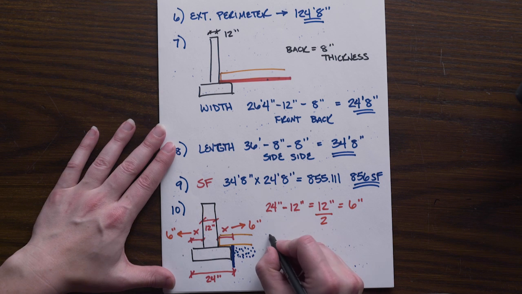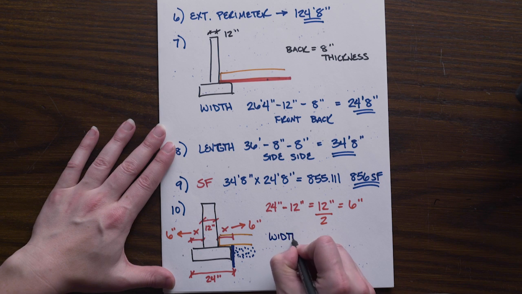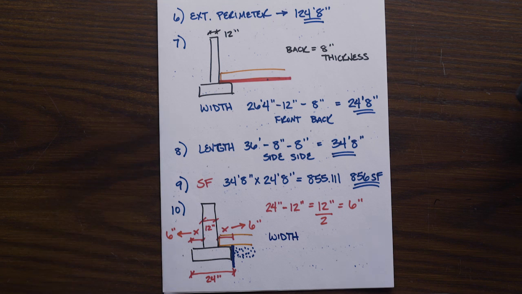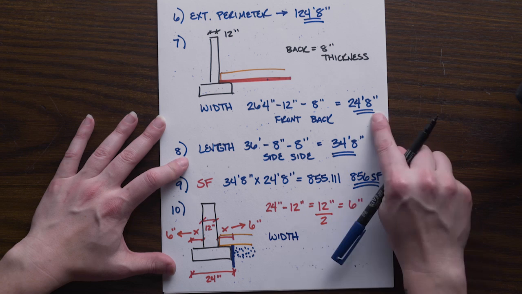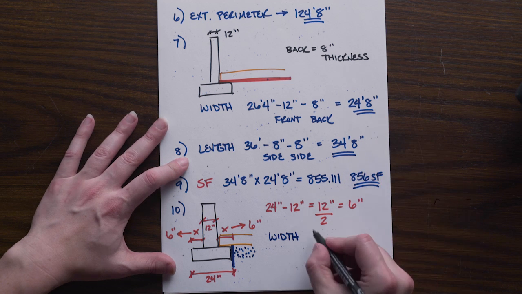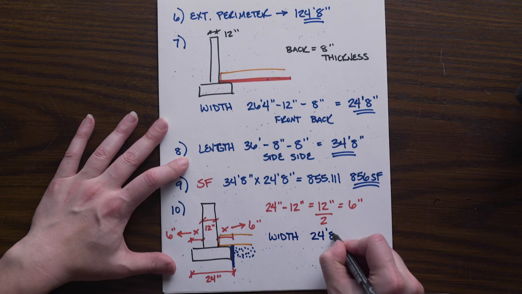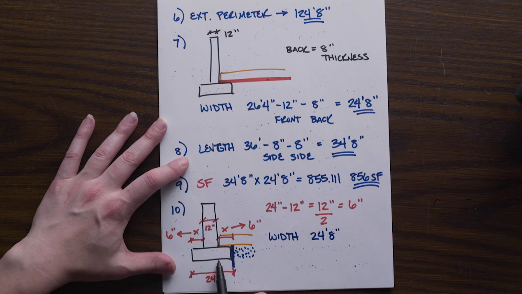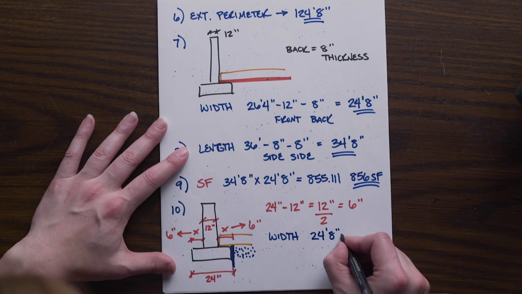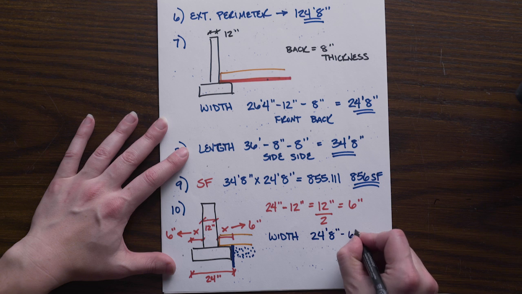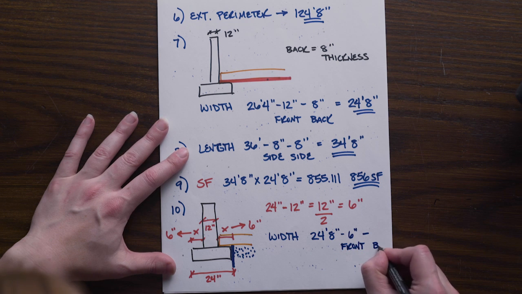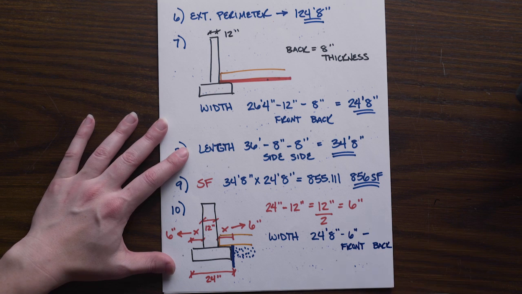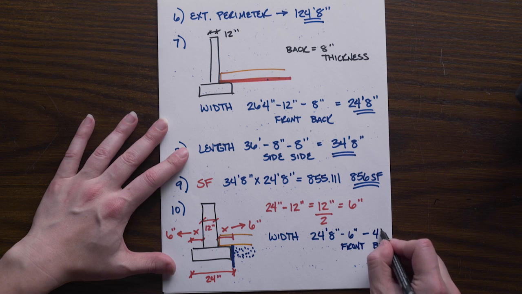We just determined that we have a width on the inside of our foundation wall of 24 foot 8 inches. We need to subtract the front, which is 6 inches, and we also need to subtract our back. It's the same calculation to get to 4 inches.